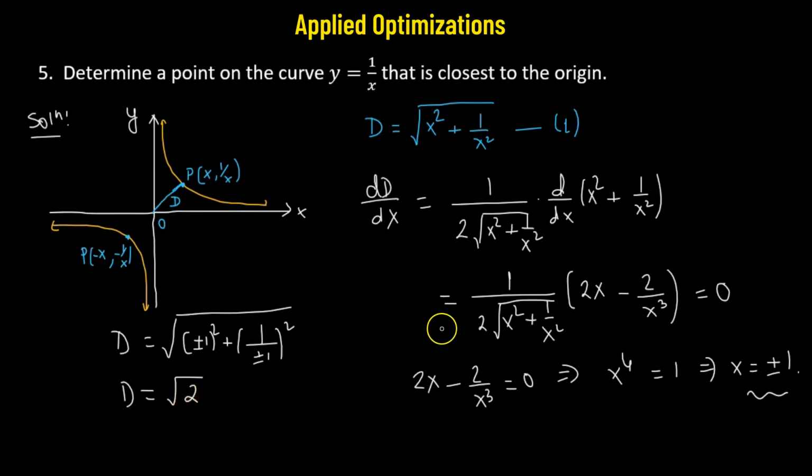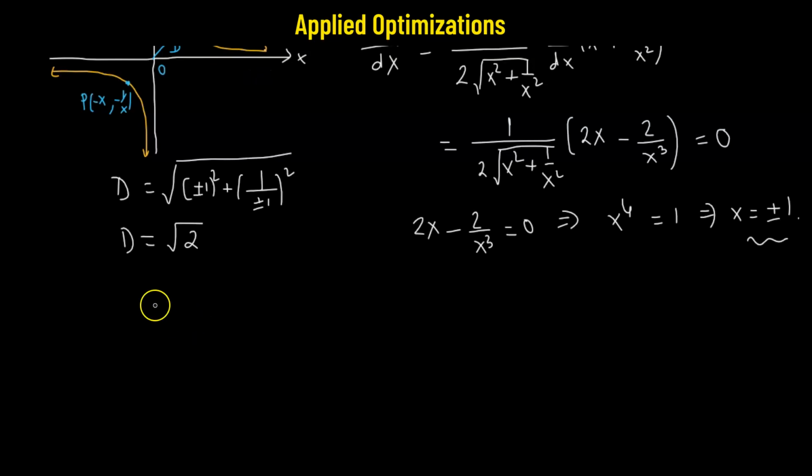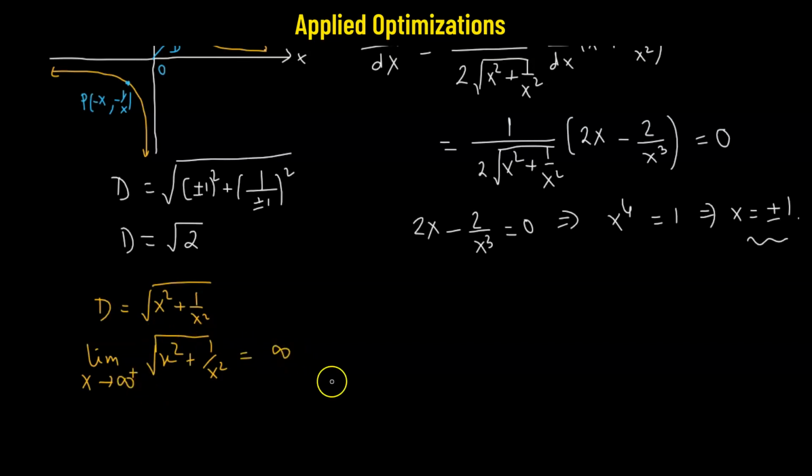But we are not exactly sure if this distance is actually the minimum value or not. So we'll also check the endpoints. We have d given by the square root of x squared plus 1 over x squared. In the limiting case, when x approaches infinity, x squared plus 1 over x squared blows up to infinity, so d goes to positive infinity.